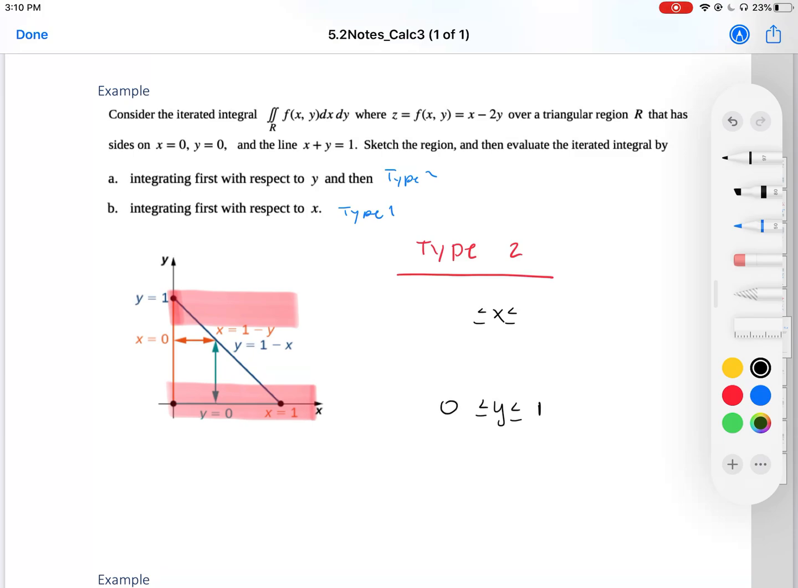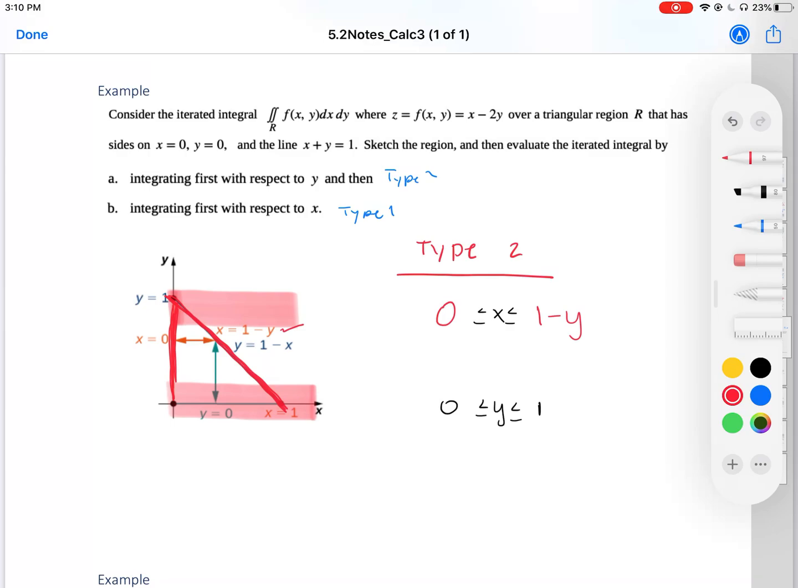Now I want to look at my functions that I come across. The first function is this one right here, this vertical line x equals 0. And then I have this next line here. Now I want to make sure that it's in terms of y. So I have x equals some argument of y. So I use this one here, x equals 1 minus y. So I write 1 minus y. All right, now let's go ahead and write that type 2 argument.